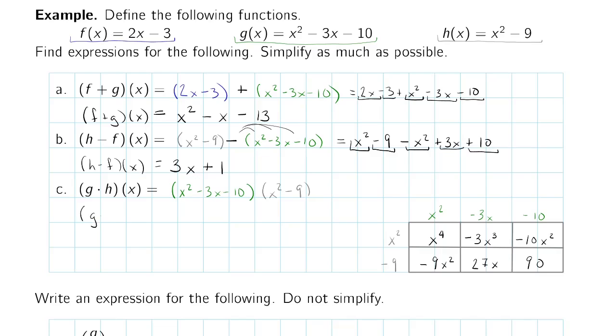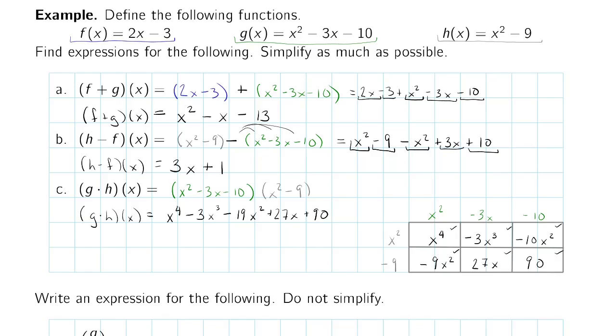So my g times h of x, I'll go through here and collect like terms as I go. There's only one x to the fourth. There's only one x to the third, negative 3x to the third. There are two x squared terms. Negative 9 minus 10 is negative 19 x squared. There's only one x term, so plus 27x, and only one constant, so plus 90.